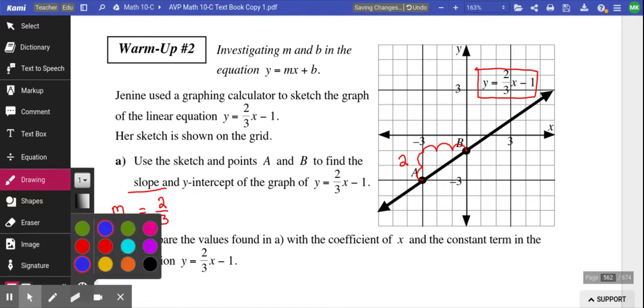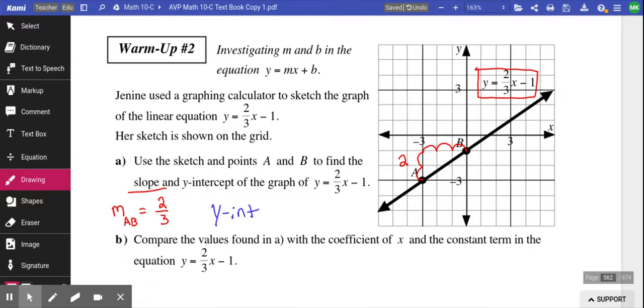The y-intercept of this line, if we're looking at this, the y-intercept is where it crosses the y-axis. This is the y-axis. It crosses right here. So that's my y-intercept. It's at -1.